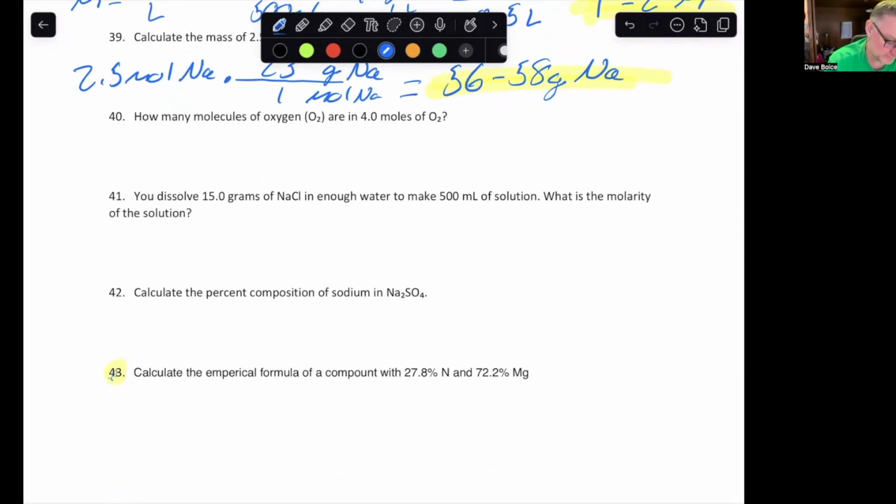How many molecules of oxygen? Now, this time we said O2. That's not always going to happen. I just took the questions from all kinds of places and put them together. So how many molecules of O2 are there in 4 moles of O2?